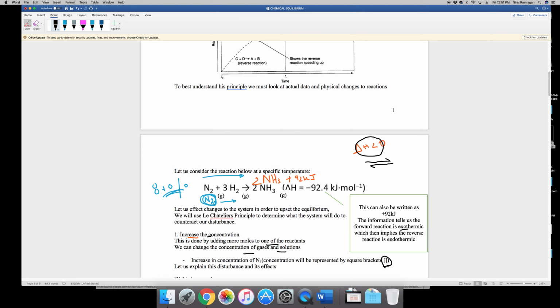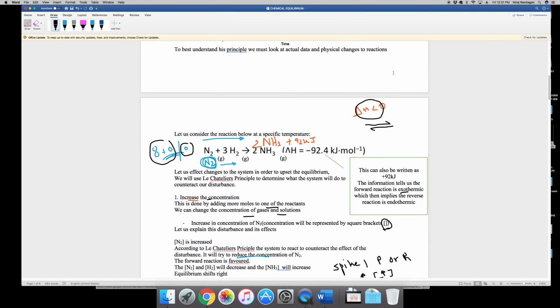So what happens when I add N2? It means that one side is heavier than the other. So it now needs to make itself equal again. The only way it can do that is to get rid of this. If I add something, how do I get rid of it? I need to use it up. So Le Chatelier helps us explain this.